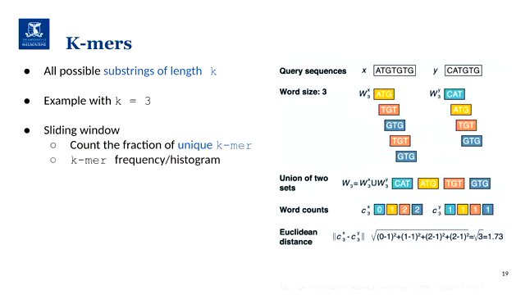So you can count the fraction of unique k-mers, for instance. And in that case, only Y has a unique k-mer, which is CAT. You can also generate a frequency count or a histogram of the k-mers. There are different ways then to represent the 2 sequences. And of course, there are different distance metrics you can use to compare the 2 sequences. And the k size will also affect how you represent them.